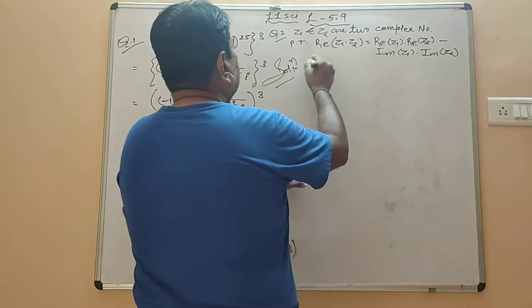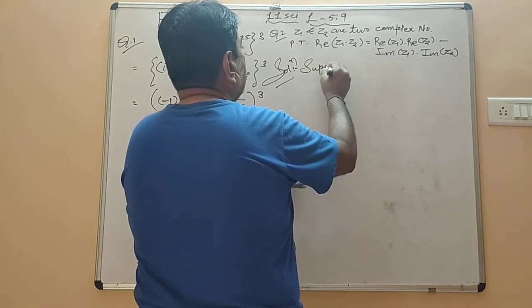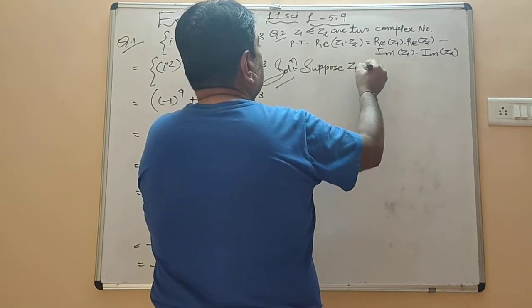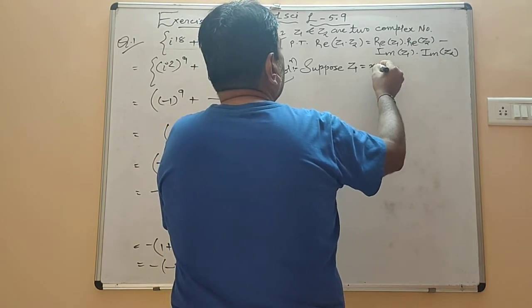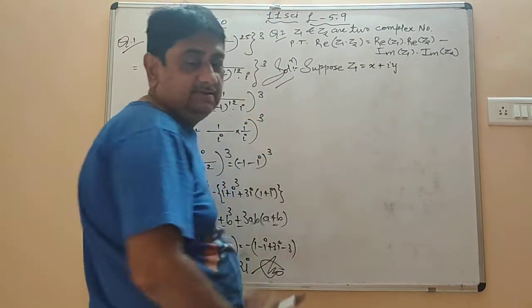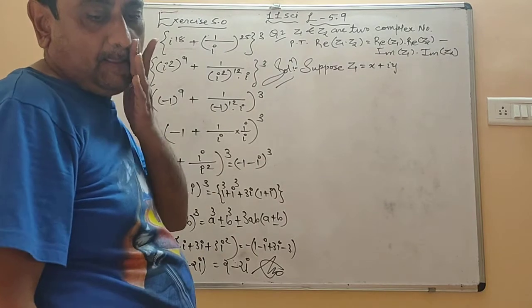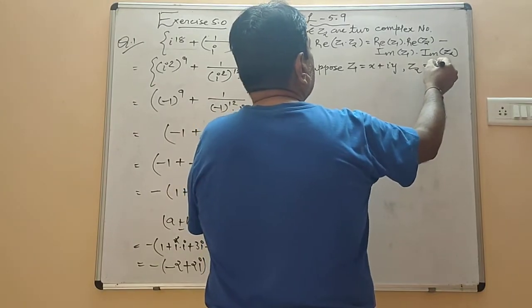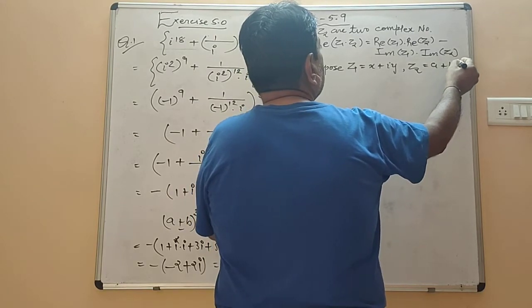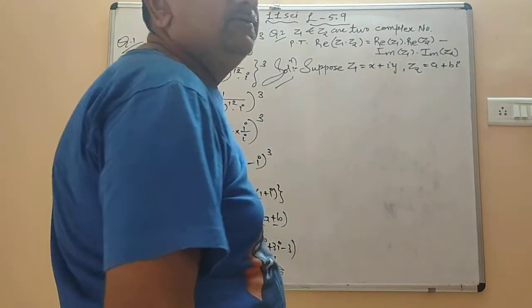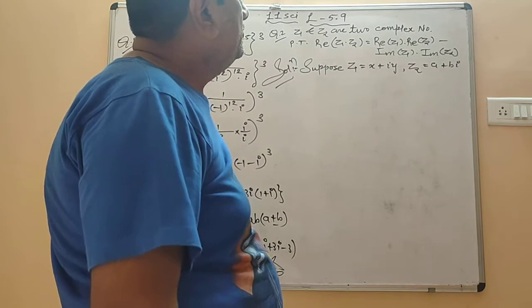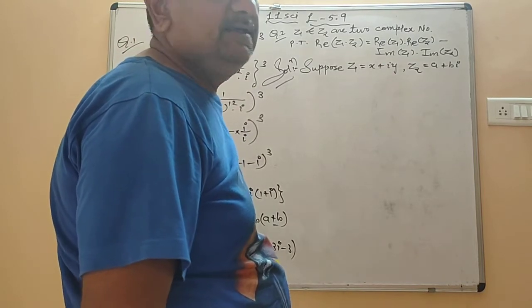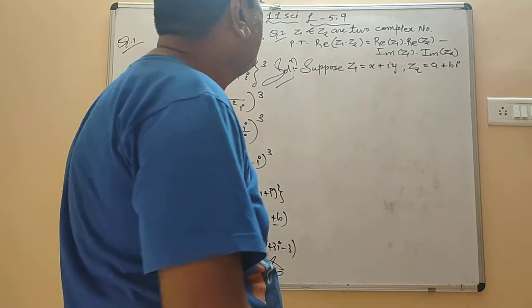तो सबसे पहले suppose Z1 is equal to x plus iy and Z2 is equal to a plus bi, क्योंकि Z1 and Z2 are two complex numbers, तो दोनों डिफरेंट हो गए, a plus bi and x plus iy.